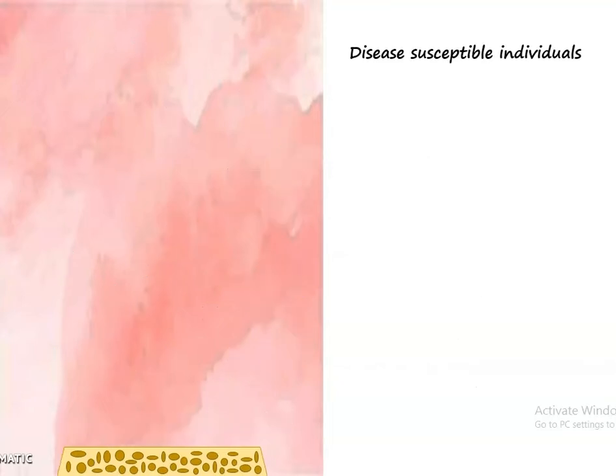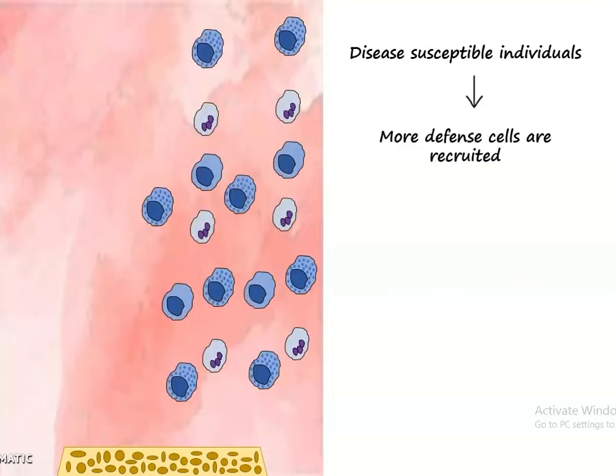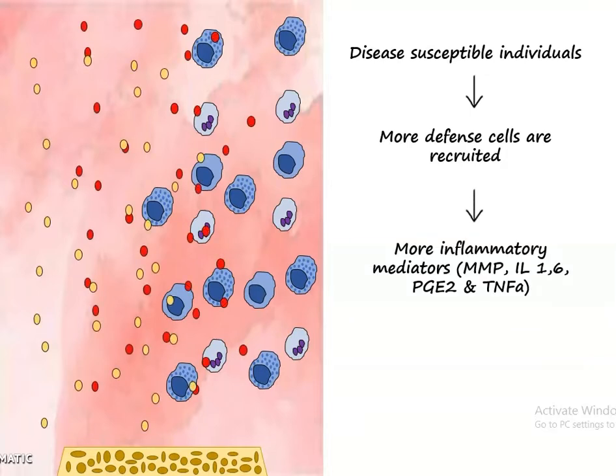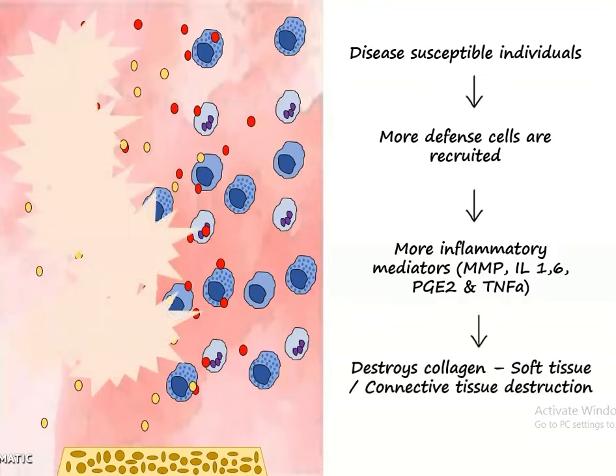In disease-susceptible individuals, the inflammation does not resolve. Rather, more inflammatory cells are recruited to the site of infection. They become hyperactive due to bacterial triggers and produce more inflammatory mediators like MMPs, interleukin-1, 6, PGE2, and TNF-alpha. These inflammatory mediators destroy the collagen, resulting in connective tissue destruction.